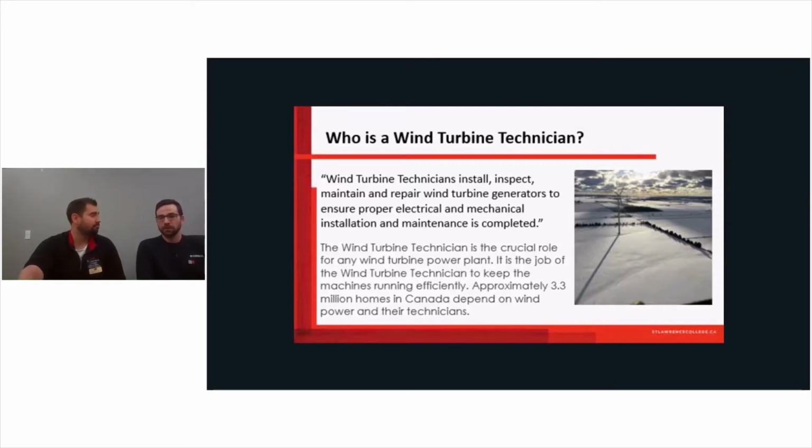Want to add anything there? No, it's a good synopsis there. I think you really touched on how varying all the tasks that we're going to be doing to generate that power is.